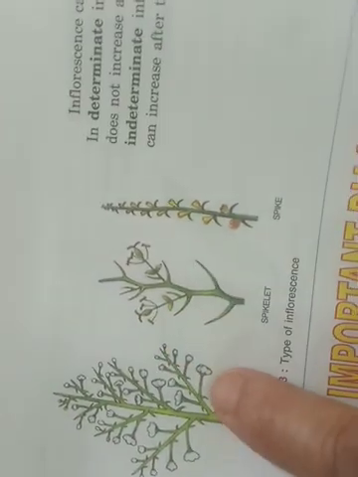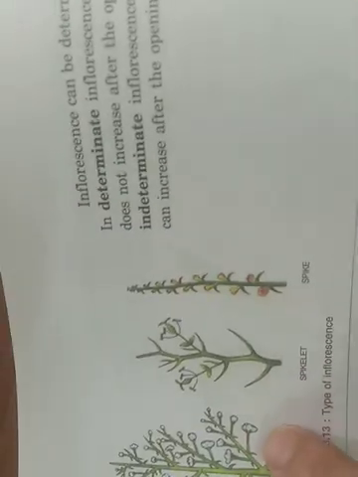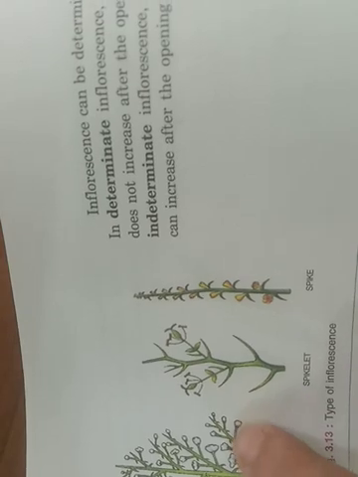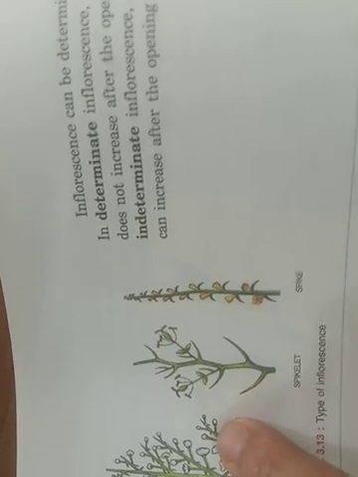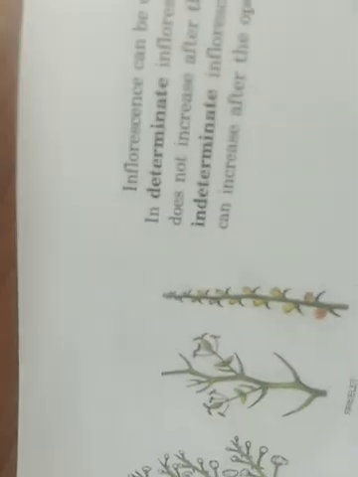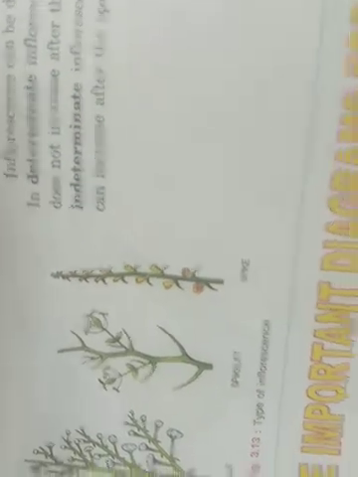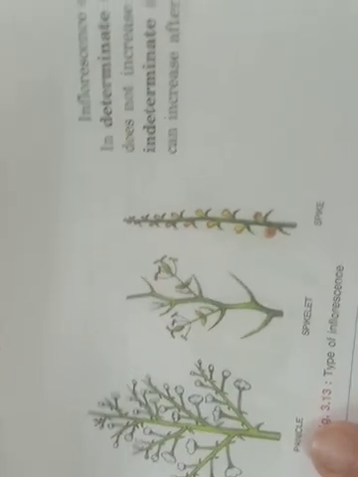Now see here, in this raceme the flowers are also arranged in an acropetal form. The lower flowers are bigger and the upper flowers are smaller and younger, and the main axis will continue to grow. So this is one raceme, this is another, and such an arrangement you can see in Gulmohar.